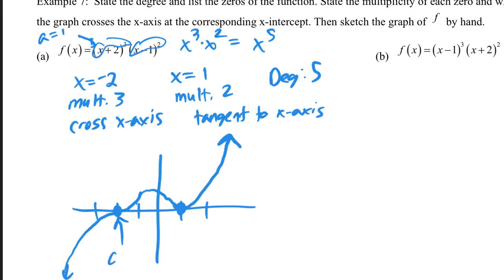So there is where it's crossing, and there's where it's tangent. You don't have to label that on your actual graph, but that's what it's talking about in the words before.